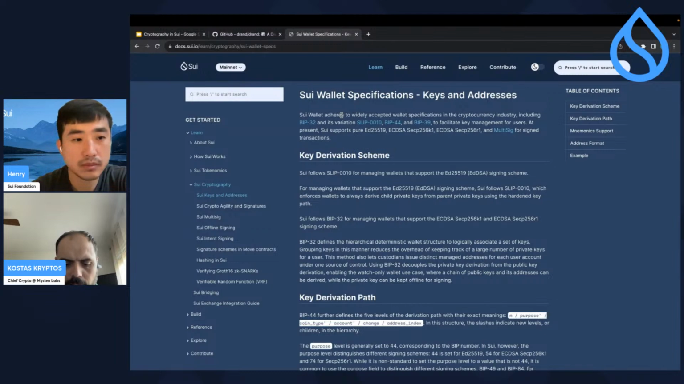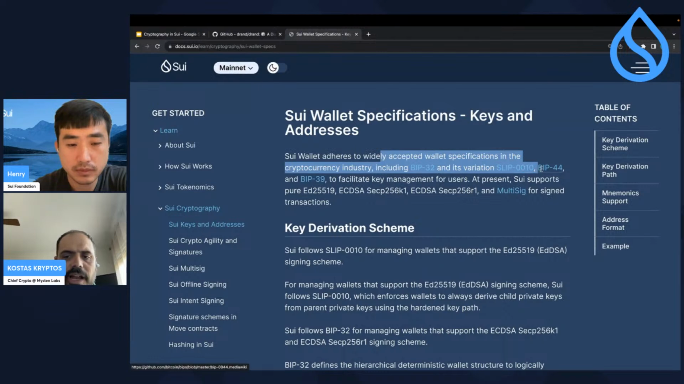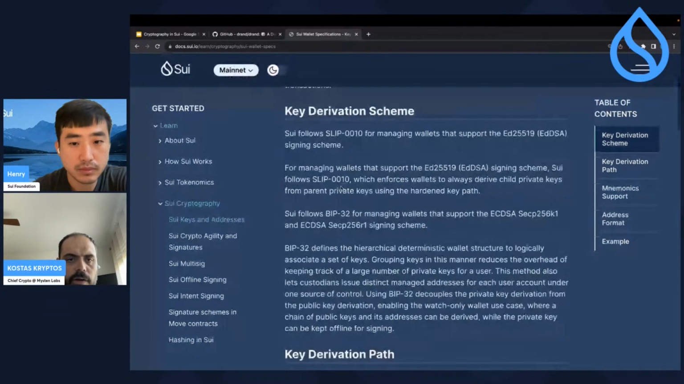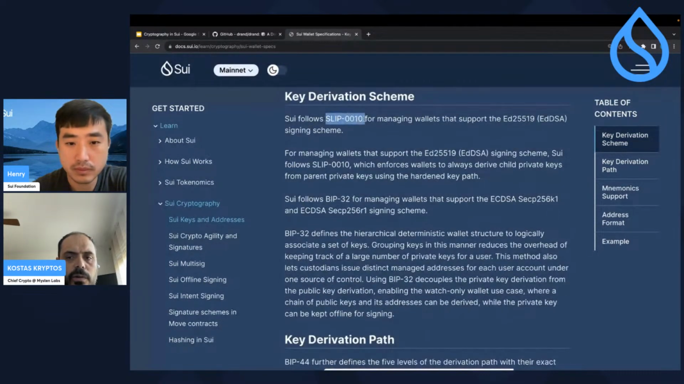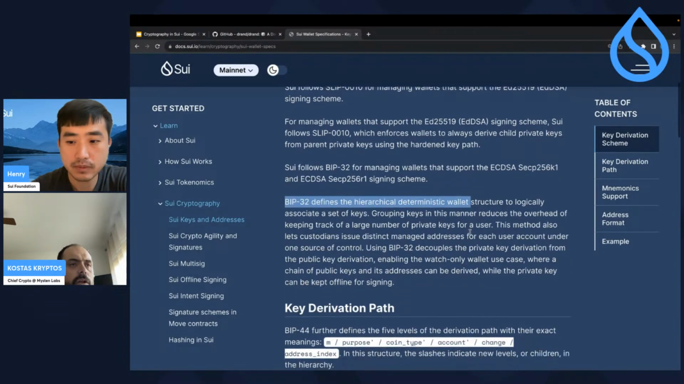Sui wallet. It accepts the specifications, including BIP32 and the variants for SLIP-0010, BIP44, and BIP39 for all of them. So as you can see, Sui follows SLIP-0010 for all of the wallets that are EDDSA Ed25519. And for ECDSA, we support BIP32. And these are, as you said before, hierarchical deterministic wallets. Okay, cool. This is already supported, and anyone can implement them.